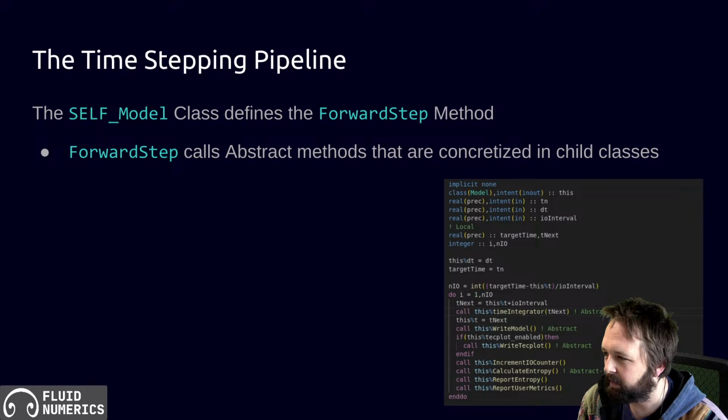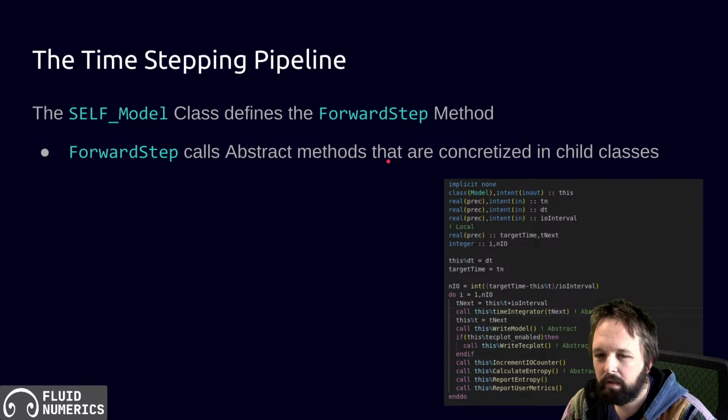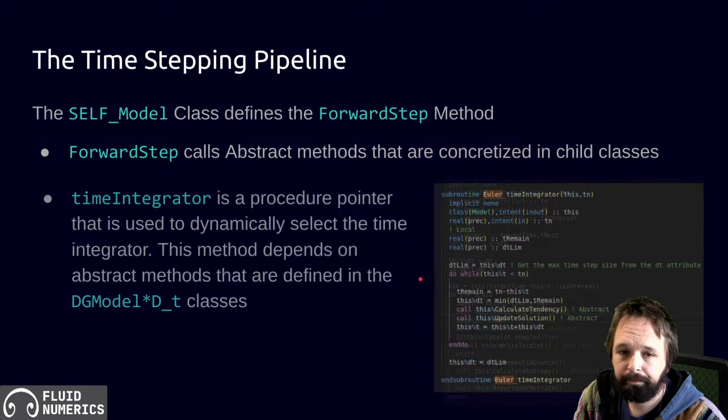Right now it's all fixed delta t, so fixed time step size at the moment. But that's basically it. So basically we call a time integrator. This could be your Euler, your RK3, Adams-Bashforth, etc. We write the model, increment an I/O counter for file I/O purposes, and then we calculate entropy and report any metrics that you're interested in.